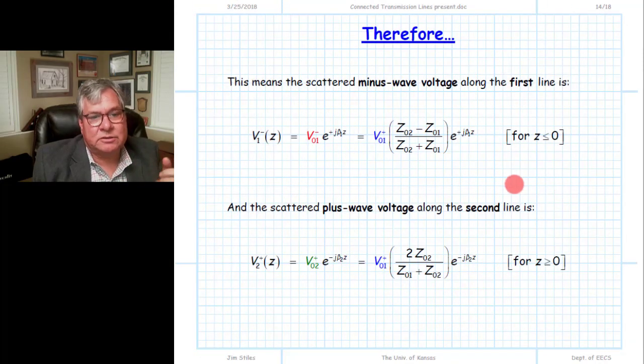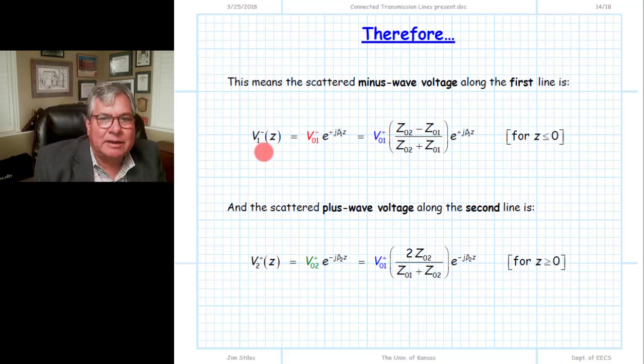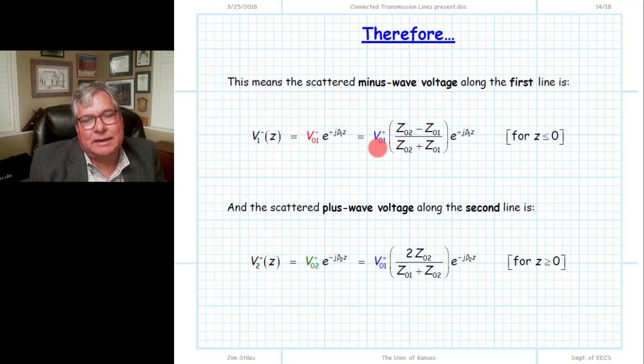We use these results then to determine an explicit expression for the minus wave voltage for the first transmission line. So this is the wave that's propagating back up the line in the direction of decreasing z on the right side of that circuit in that first transmission line. And we see this result is dependent ultimately on V01 plus, which is the wave propagating down that first transmission line toward the transition, or that interface there.